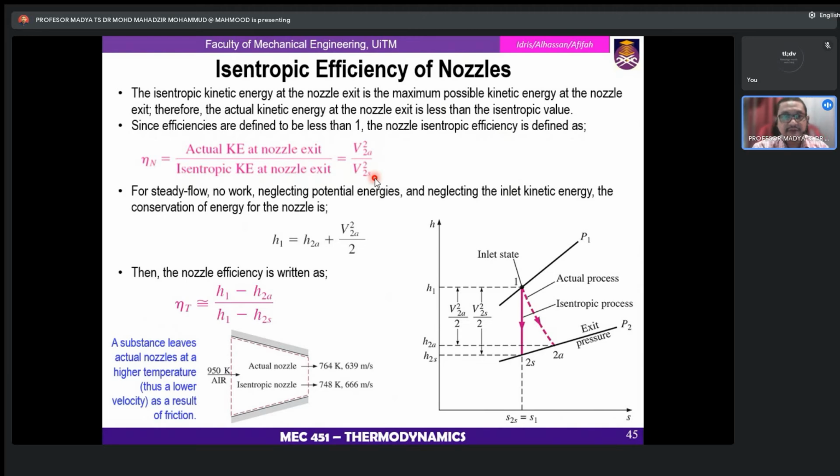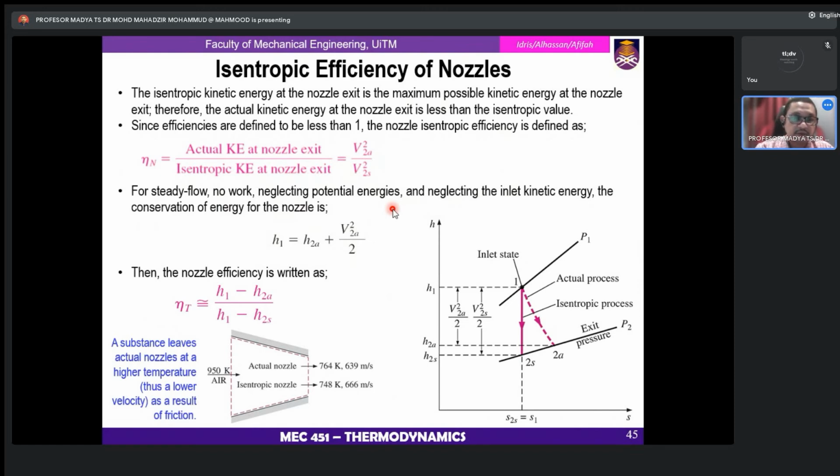over velocity squared ideal. Okay, for steady flow, no work, neglecting potential energies and neglecting the inlet kinetic energy, the conservation of energy for the nozzle will become H1 is equal to H2A plus V2A squared over 2. You don't have to remember this equation, but you have to know how to neglect all the energies that have been mentioned, based on the conservation of energy, as you learned in chapter 3.